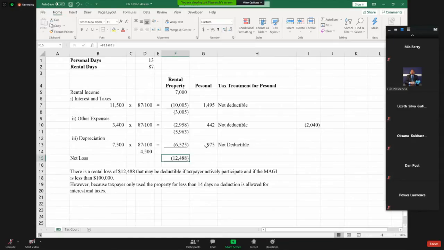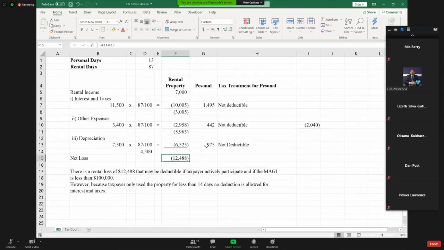Well, it all depends. I haven't covered this side of it yet. There is a rental loss of 12,488 that may be deductible if the taxpayer actively participates and if AGI is less than $100,000. Or there are real estate professional rules, which we'll go over in more detail. So there's a chance that the 12,488 is a deduction for AGI if they actively participate in the rental activity. And chances are, with that amount of activity, that they did.